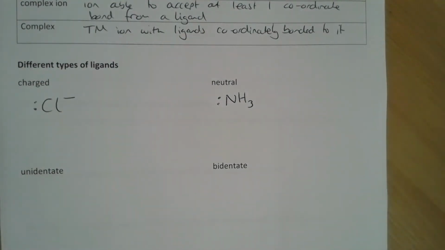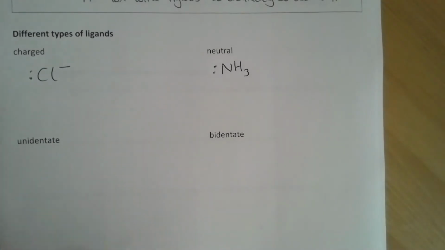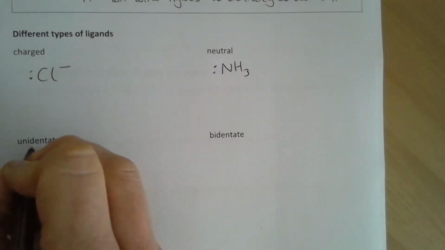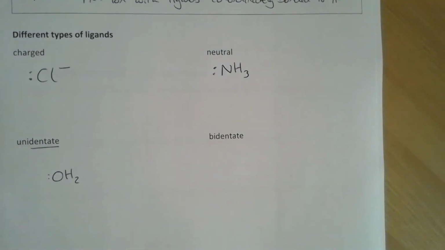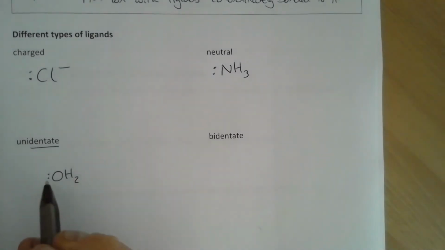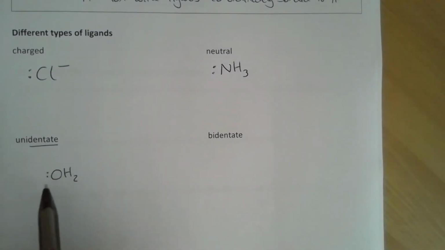They can be unidentate, and the word dentate here refers to the number of lone pairs that is able to form coordinate bonds. In the case of water, obviously that oxygen has two lone pairs, but only one of them is able to form the dative covalent bond or the coordinate bond.